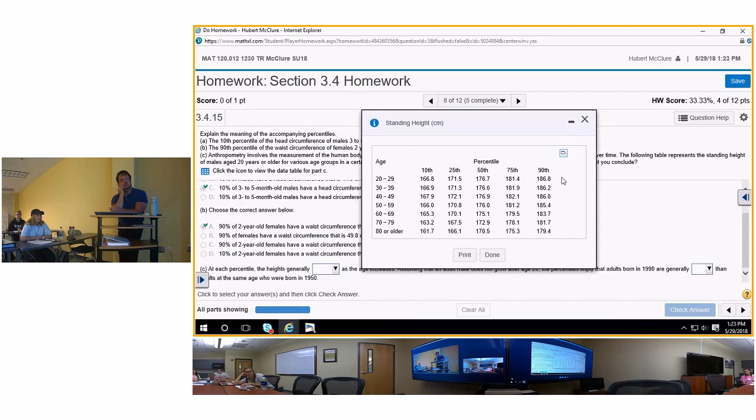Okay, so circle the 90th percentile, and let's look at the 10th percentile. 166, 166, 167, 166, 165, 163. Huh? They're still shrinking, but look at the 166. That started short, then it went up. So is there really a big difference on the 10%? No.